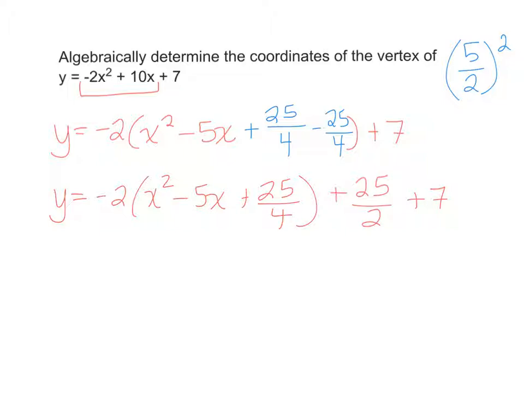All right, we're almost done. Last step, factor the perfect square trinomial. So square root of the first term, that's x. Sign from the second, so it's negative. And then the square root of 25 over 4. Square root of 25 is 5. Square root of 4 is 2. Square it. And then I want to add 25 over 2 plus 7.